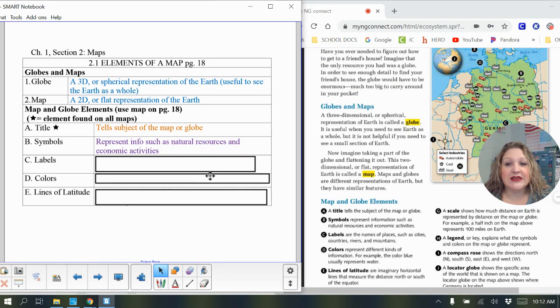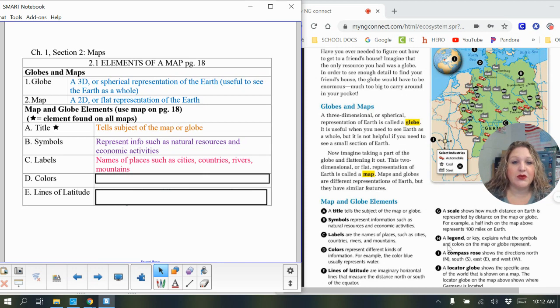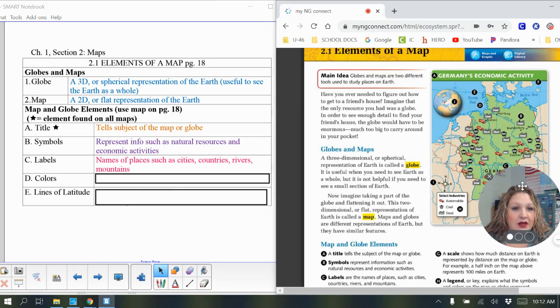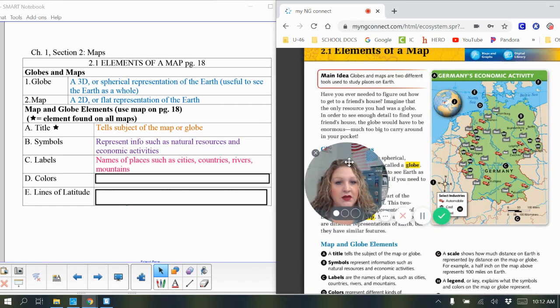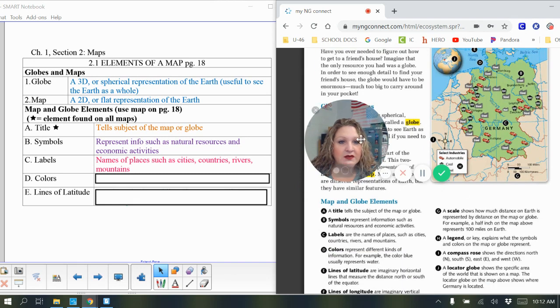So letter C is labels. Labels are the names of places such as cities, countries, rivers, and mountains. So again, I'm going to move over this way here. Okay. Now we can see the rest of the map, and C, Germany, is a label that we've put on the map. Now, if you look closer, you can also see here are some rivers, and there's a label for that river. There's a city, and there's the label for that city.